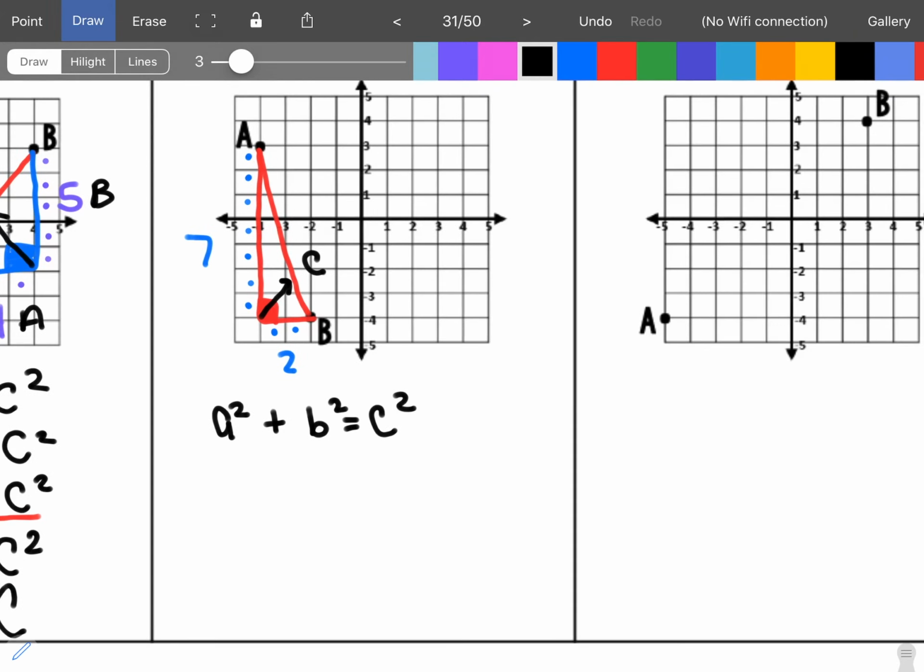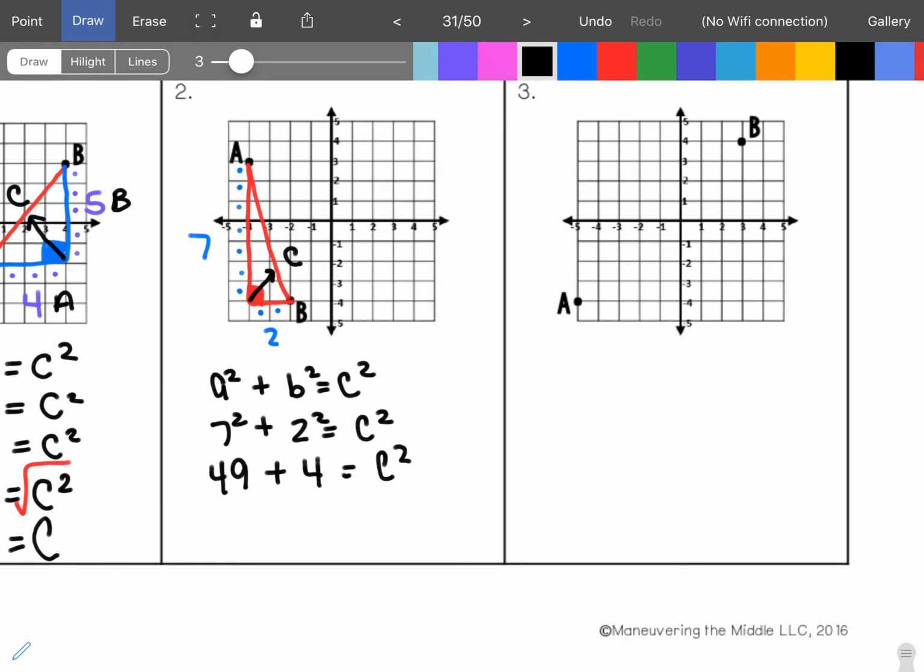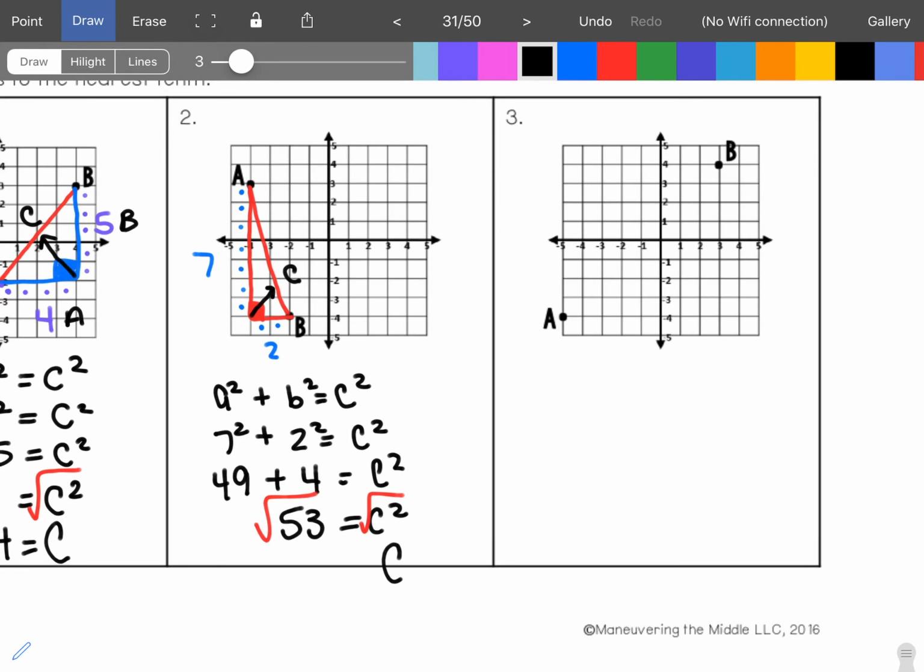Remember, we don't know our C. So I'm just going to let A and B be 7 and 2. 7 squared is 49. 2 squared is 4. 49 plus 4 is 53. And then we square root it. Remember to go to the tens place. Now that comes out to 7.28. So I'm going to write that down for just a second. But remember, we're going to the tenths place, so we have to look next door. Is this 5 or higher? If it is, then we can round this up. So it's going to be 7.3.